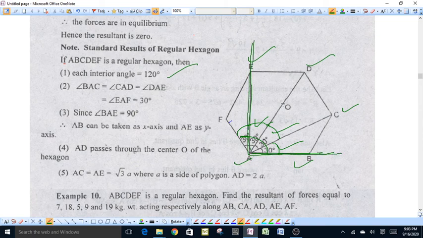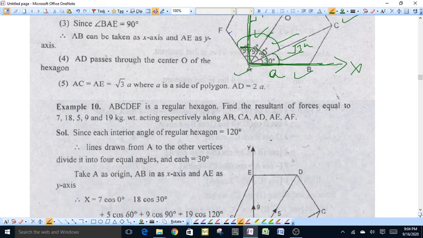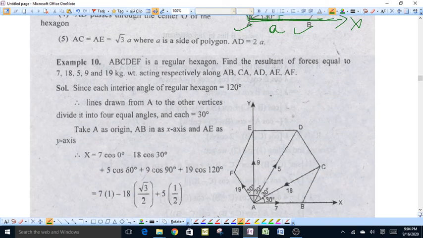We can take AB as x-axis and AE as y-axis. If each side of the regular hexagon is equal to a, then the length of AC will be equal to root 3 a, and the length of AE will be equal to root 3 a. These are some facts about a regular hexagon. Let us take some examples and find the resultant of forces that act along the sides or diagonals of the regular hexagon.